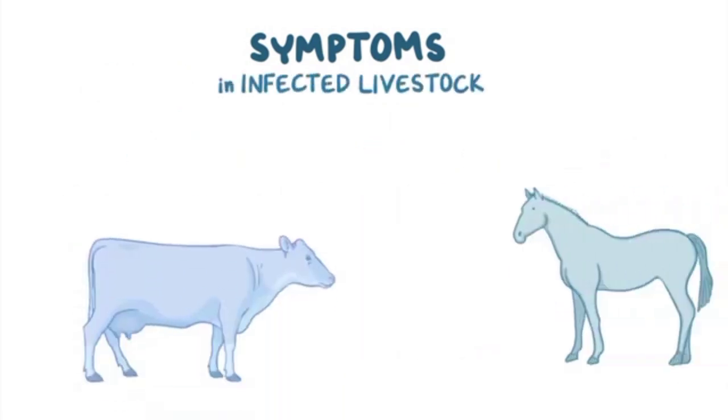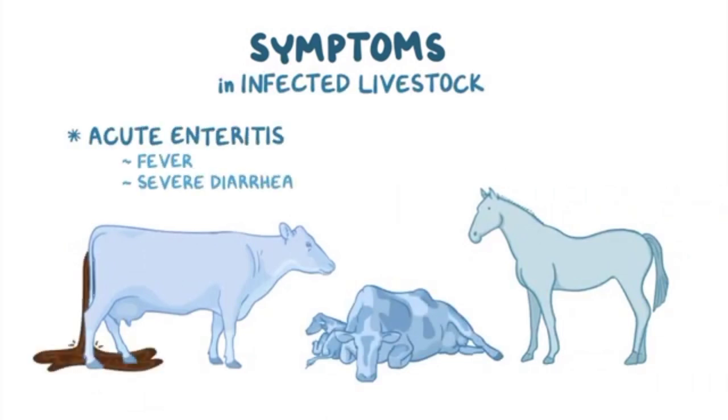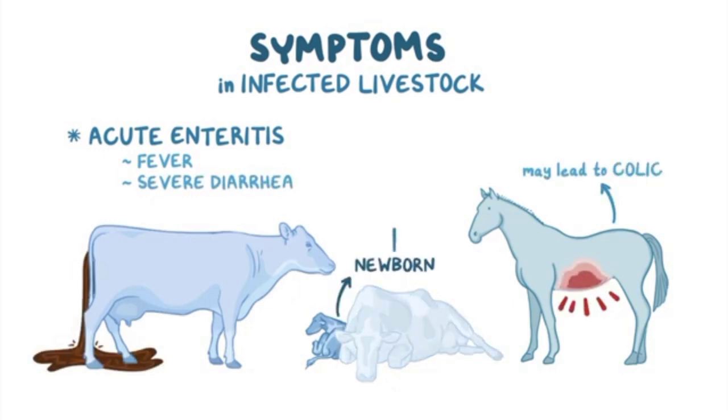In infected livestock, most adults have acute enteritis, with fever and severe diarrhea. In horses, abdominal pain may lead to colic. In newborn animals, enteritis is often followed by bacteremia.